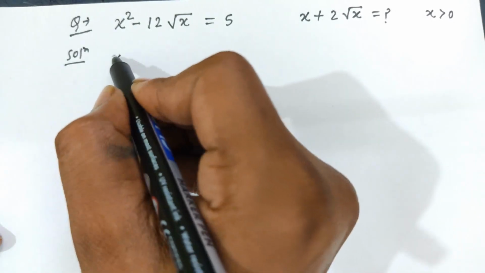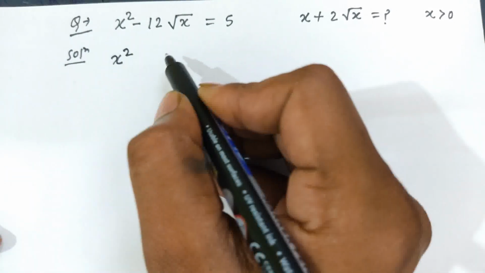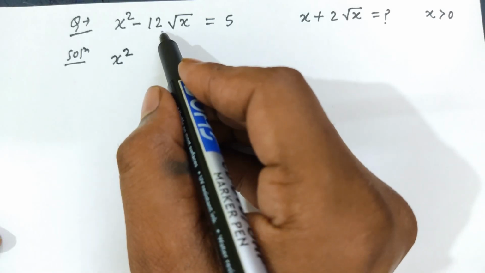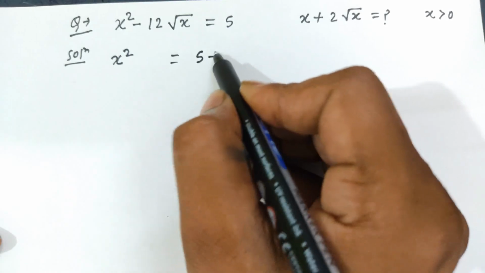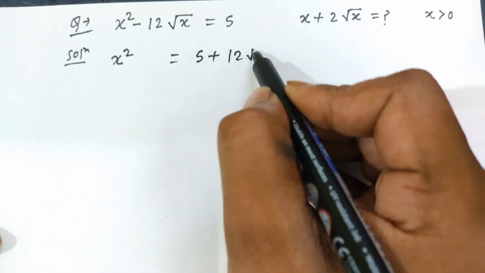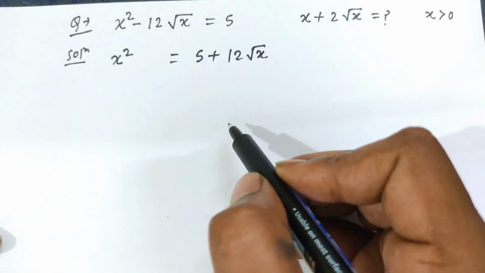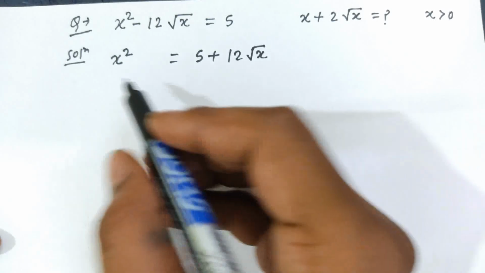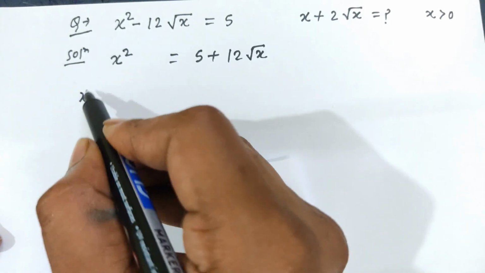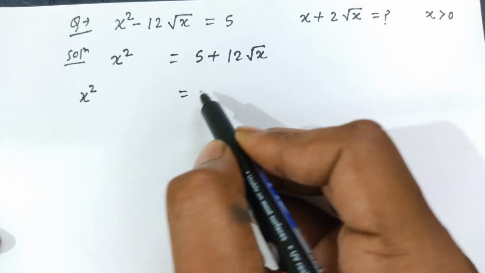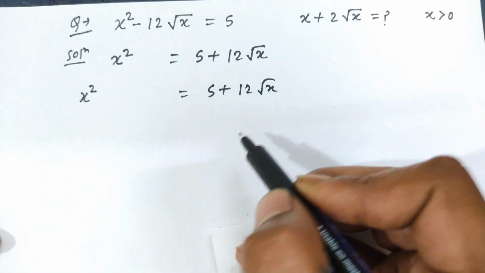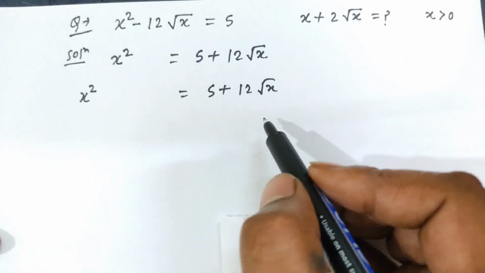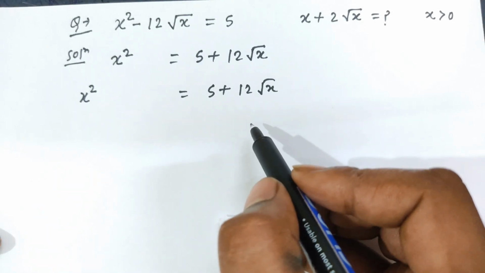Here x square minus 12 times square root of x, if we take it to the right hand side, then we have 5 plus 12 times square root of x. Now here x square in left hand side and this is equals to 5 plus 12 times square root of x. First we make both sides a perfect square expression.